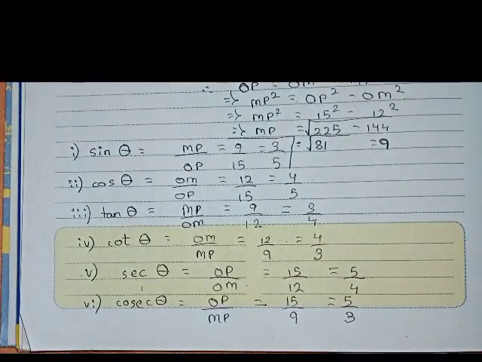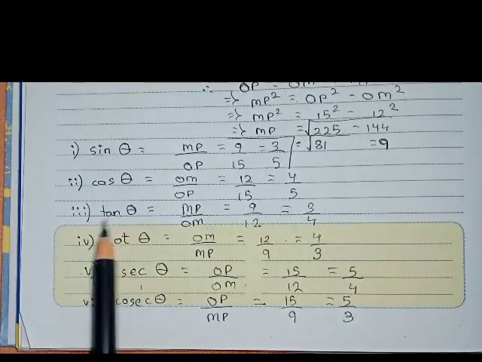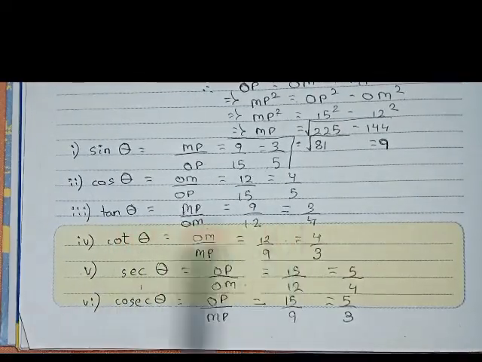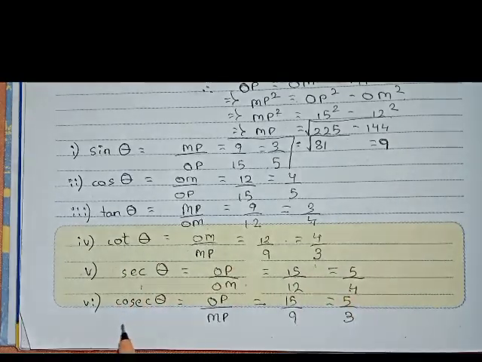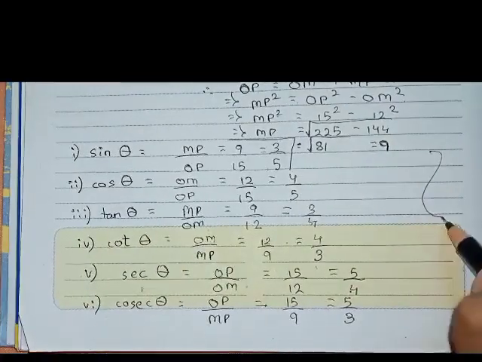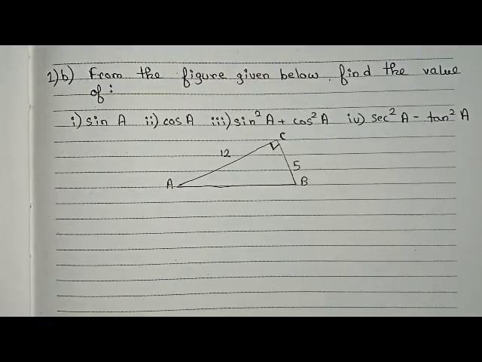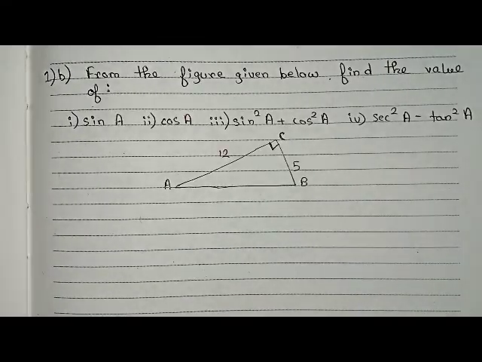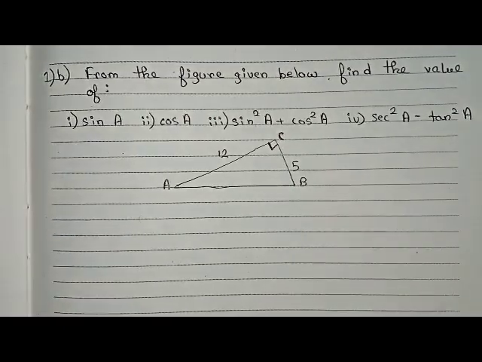So for this question, sin theta will be 3 by 5, cos theta will be 4 by 5, tan theta will be 3 by 4, cot theta will be 4 by 3, sec theta will be 5 by 4 and cosec theta will be 5 by 3. So these are the final answers for this question. Let's move on to our next question. Number 1b. From the figure given below, find the value of sin A, cos A, sin squared A plus cos squared A, sec squared A minus tan squared A. So this is our figure.